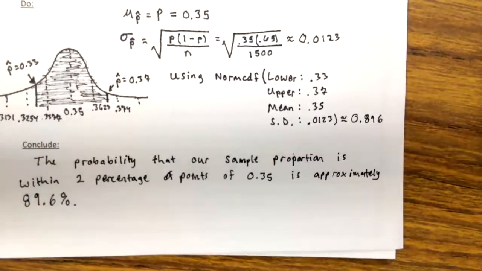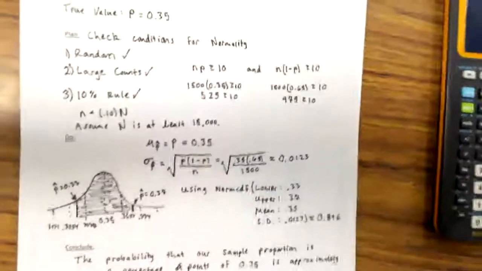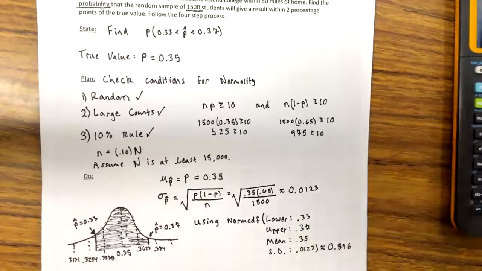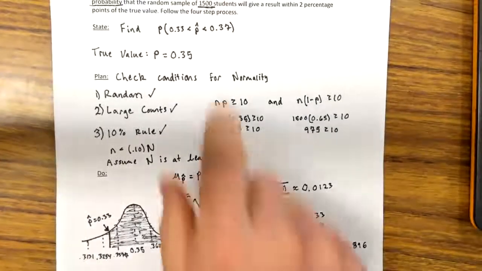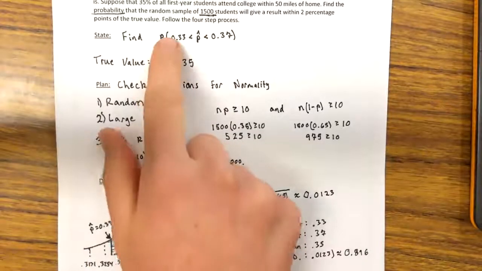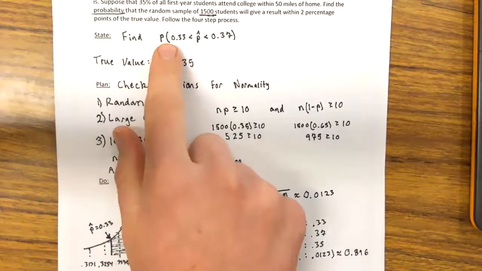And that does it. So these problems, they're long. There's a lot of steps involved. I'm going to zoom out and show you everything that we did. A lot of stuff to break down, but follow this 4-step process. Make sure you state the problem that you're actually doing. What are we really trying to find? In this case, it was a probability.